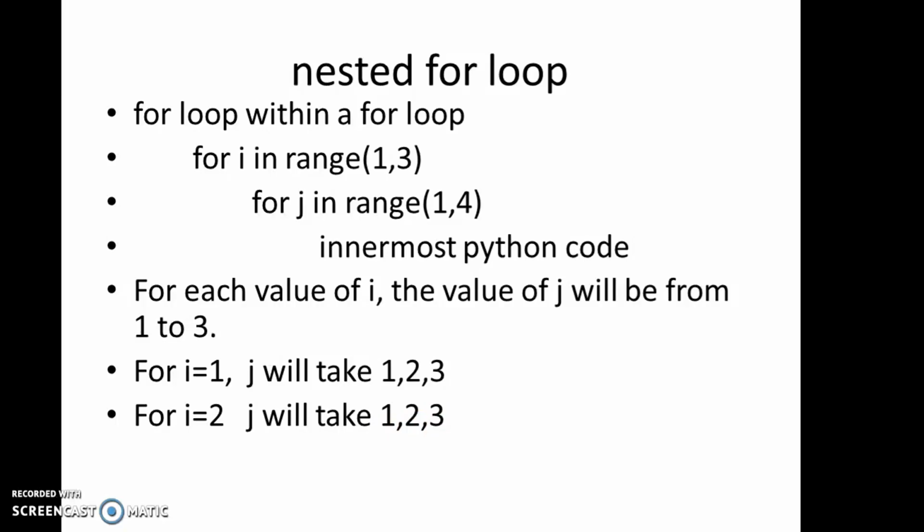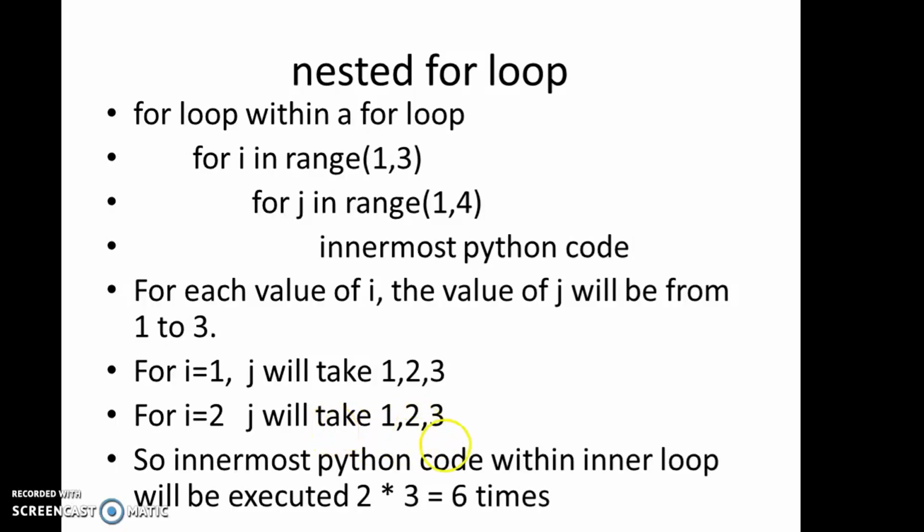So for each value of i, the j will take values from 1 to 3 in this example. So the innermost Python code within the inner loop will be executed how many times? 2 into 3, because for each value of i, j will be ranging from 1, 2, 3. So totally 6 times the code will be executed.